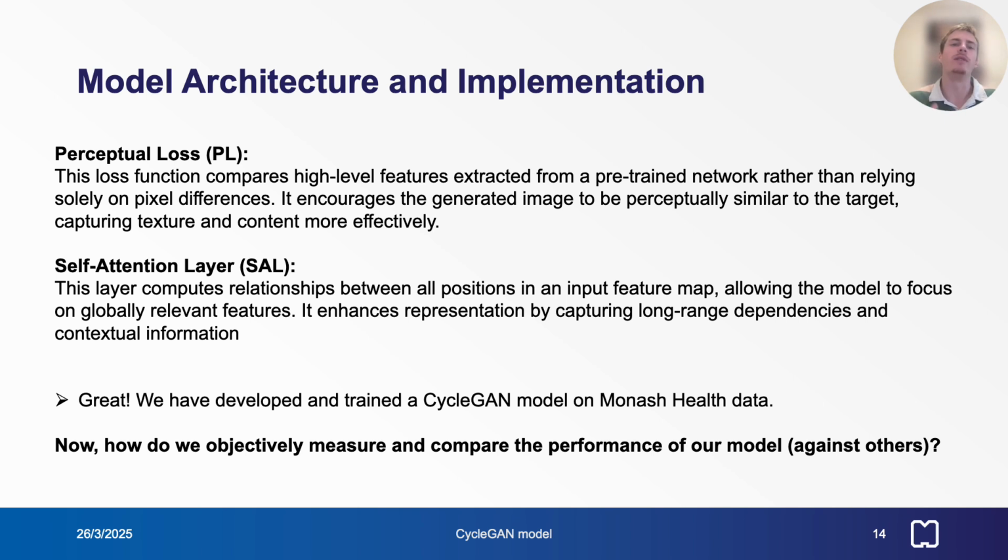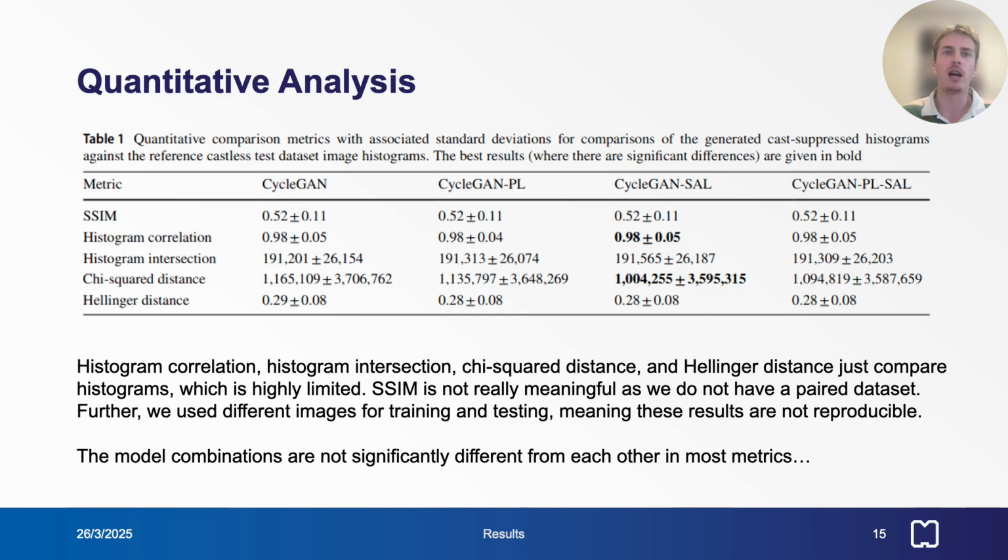Great, so we've developed and trained a CycleGAN model on Monash Health data. But how do we objectively measure and compare the performance of our models and against others, for example? Now, for the first part of testing model performance, we did a quantitative analysis.